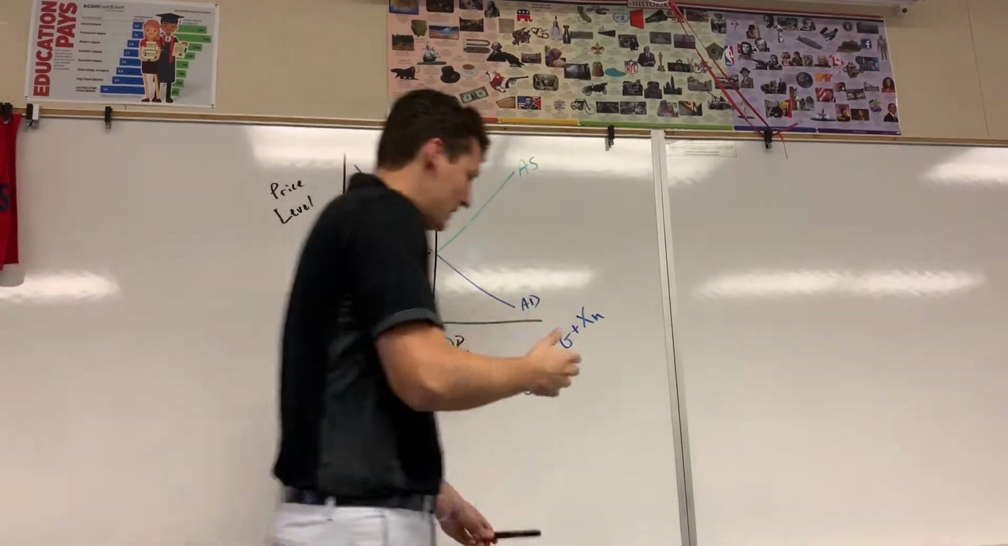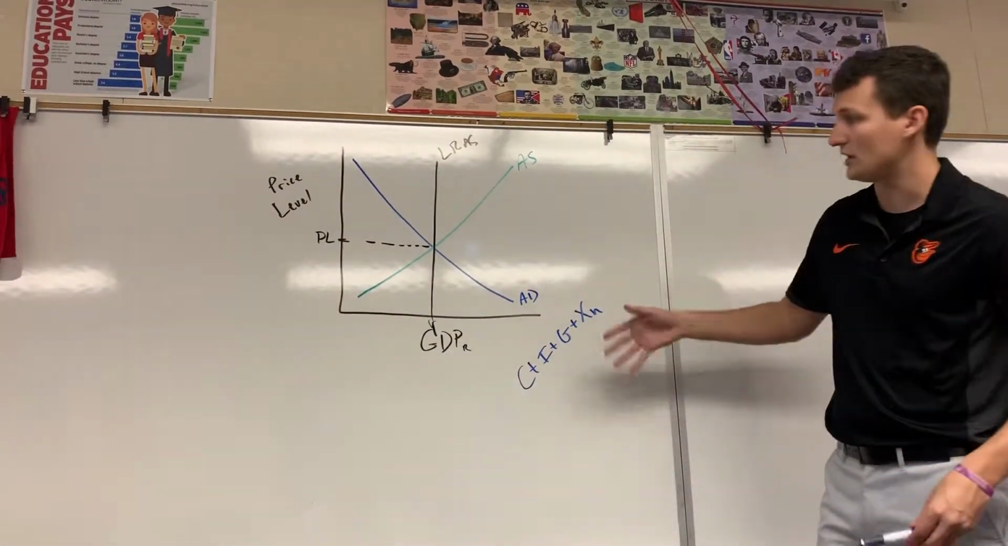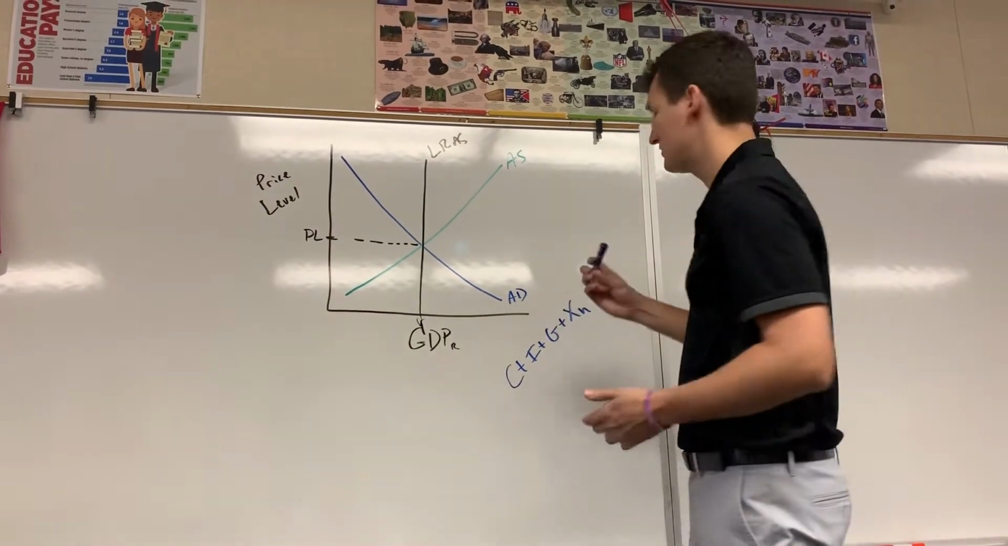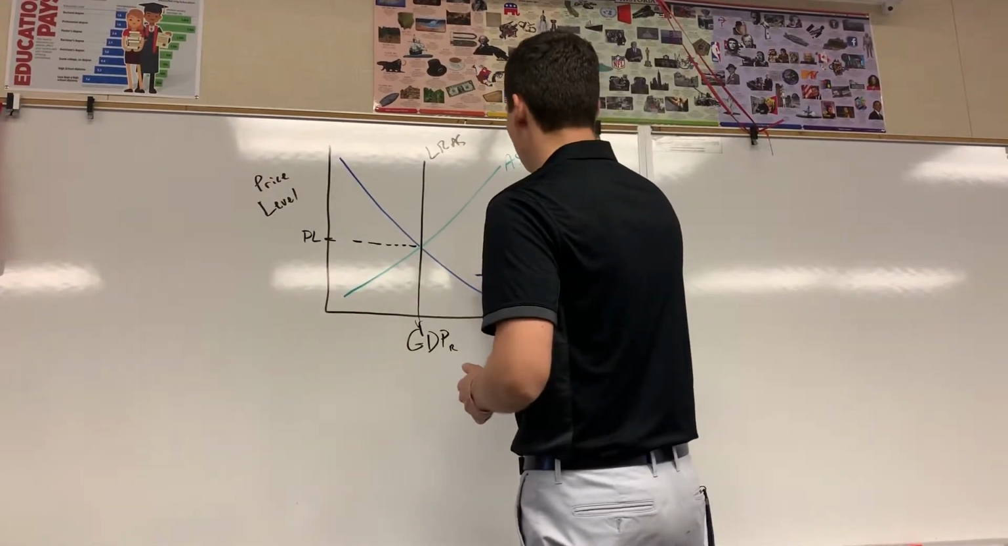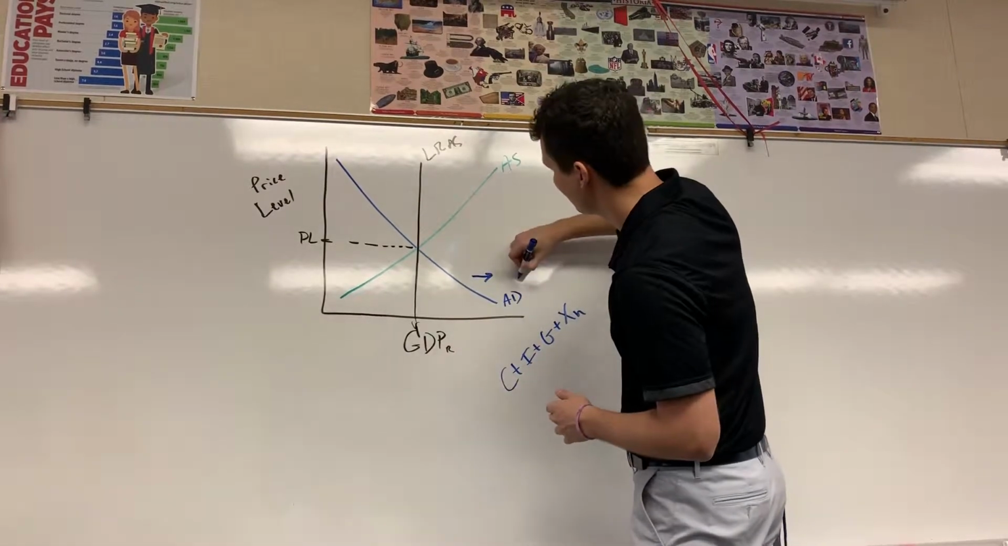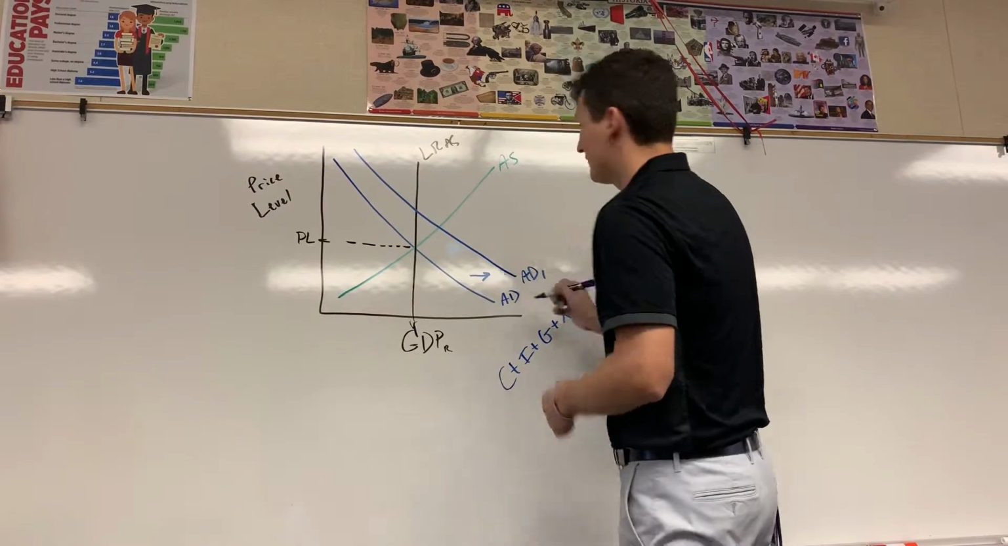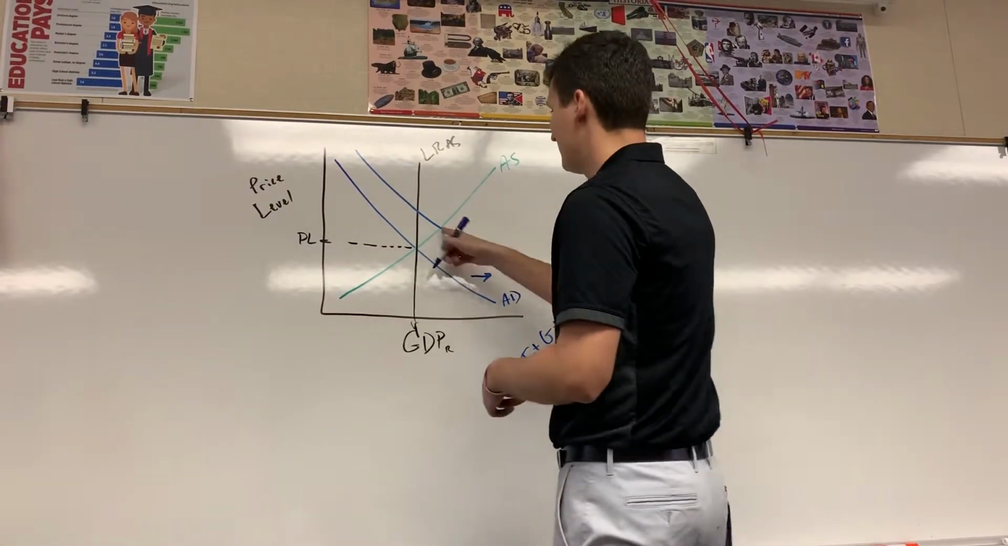Now we know that any changes to GDP are going to result in a change in our aggregate demand curve one way or the other. So let's assume for a moment we have an increase in consumer spending. We'll have a rightward shift in our aggregate demand curve, which will establish a new equilibrium with our short run aggregate supply curve here.